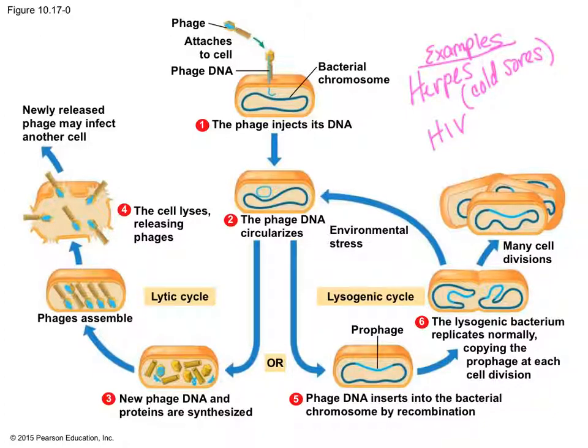So in the example of the herpes cold sore virus, most of the time a person doesn't have a cold sore because that virus is just sitting in the host cell, in nerves actually, quietly most of the time, but then all of a sudden something triggers the actual onset of a cold sore, and that's when the virus is actually replicating, and that's why cold sores are so contagious.